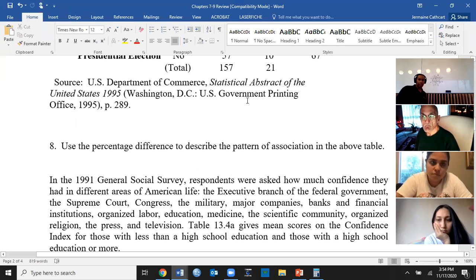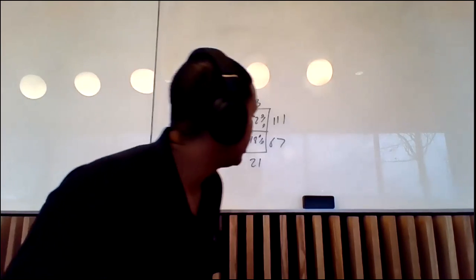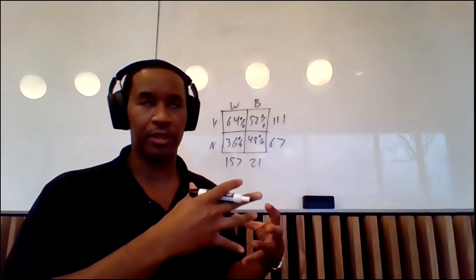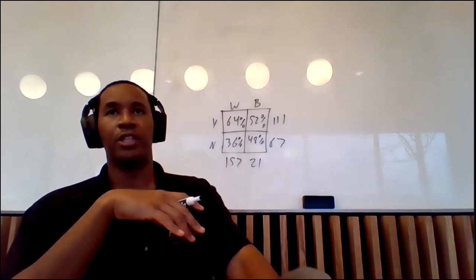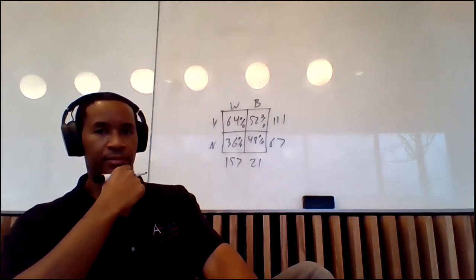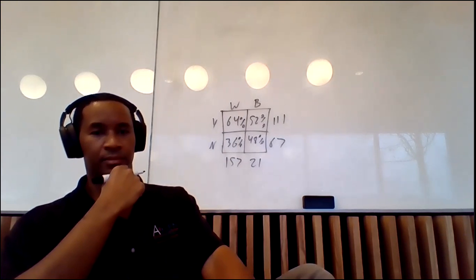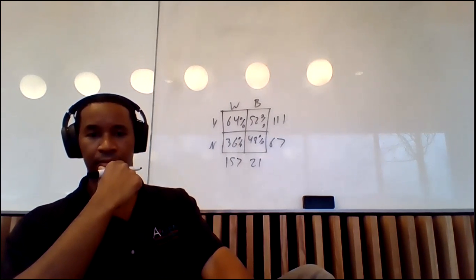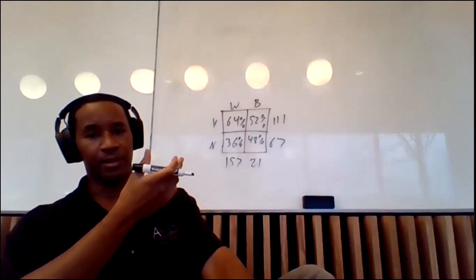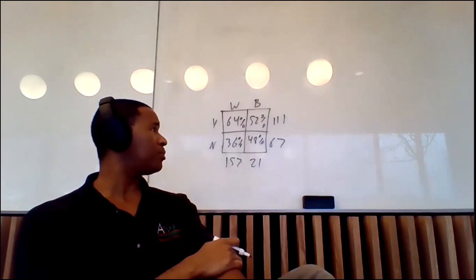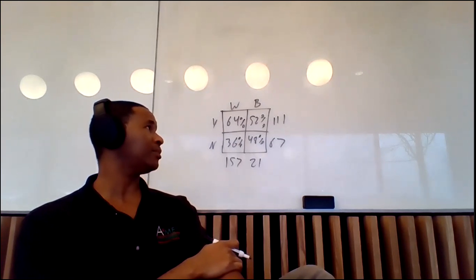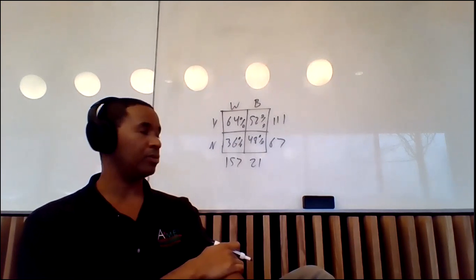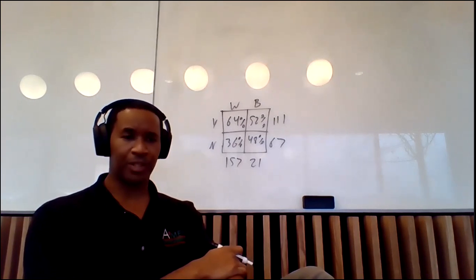So what it wants us to do at this point is use the percentage difference to describe the pattern of association in the above table. Okay. So looking at these percentages, does it appear that race influences whether or not people voted in the 92 presidential election? It seems like it does to me, right? In the sense that there's about 12 percentage points difference between whites and blacks in whether or not they voted in the 92 presidential election.